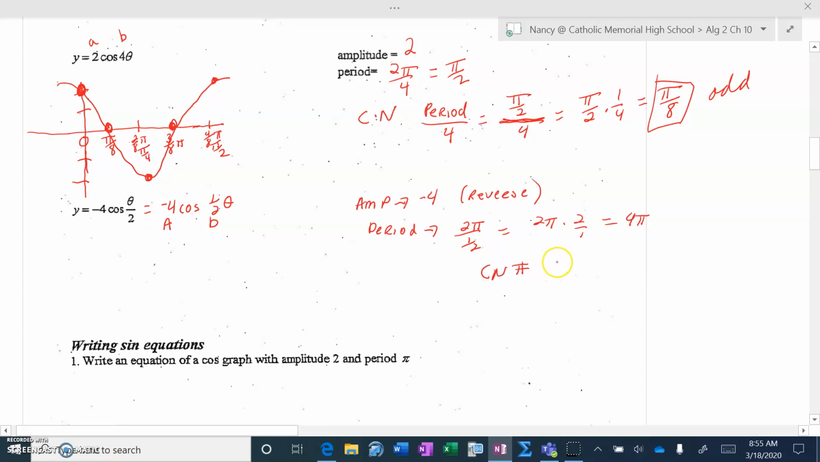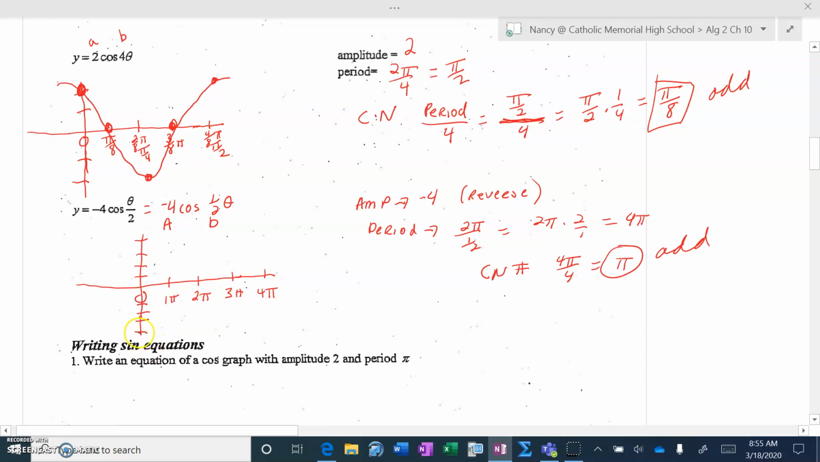Once I change my period, I have to change my critical numbers. And I need 4 more of them, so I'm just going to go 4 pi divided by 4, which is pi. And this is what you're just going to add every time. So we're going to start at 0, and then I'd add pi, so that's 1 pi. I'd add pi again, I'd be at 2 pi. Add pi again, I'd be at 3 pi. Add pi again, I'd be at 4 pi.